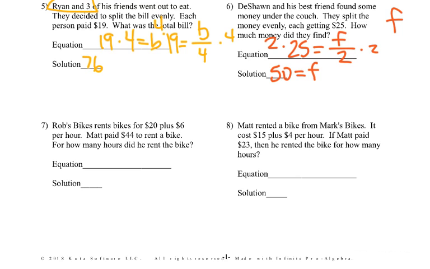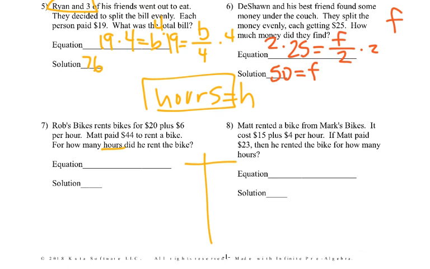Okay, so we're looking for how many hours he rented the bike. We'll call that H. So they rent bikes for $20 plus $6 per hour. A way to think about this is making a table. So we have the hours, right? That determines the cost, and then how much he paid, so the cost.